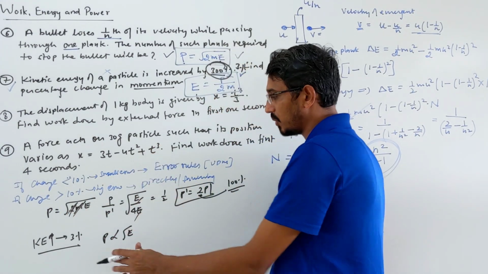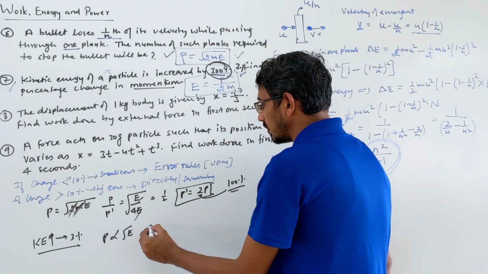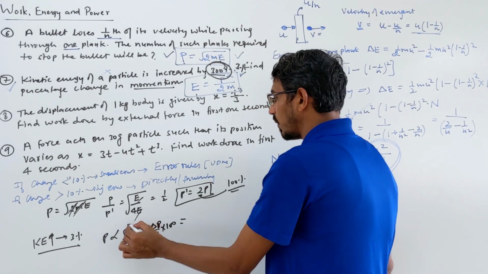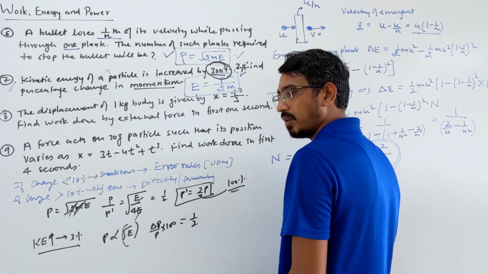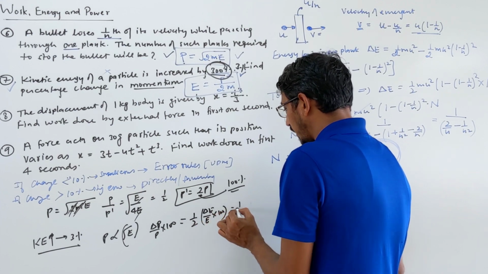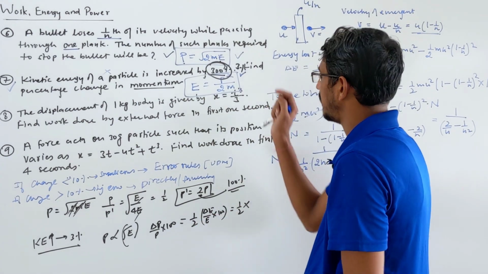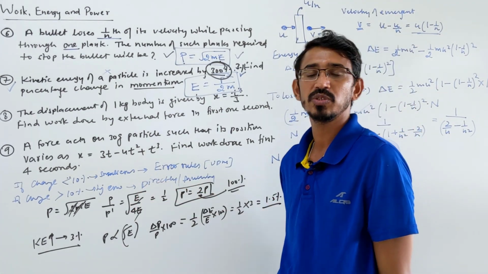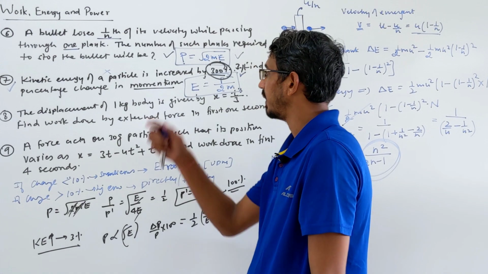So how do we write this? These rules are in the first chapter, okay? So del P by P, this is called percentage error in P, is equal to whatever power is there in front, like 1 by 2 into del E by E into 100. So 1 by 2, and the error here is given as 3%. So what is the answer here? 1.5% error in momentum. Small error. Correct? Big error, small error.